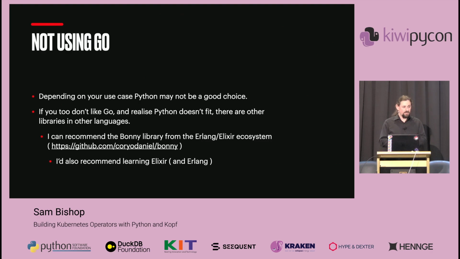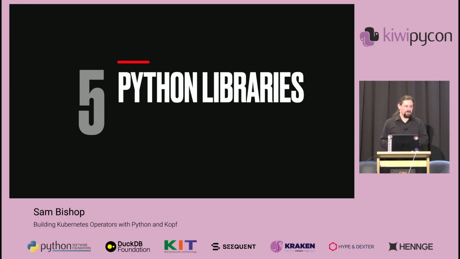For instance, there's the Bonny library, which from the Erlang and Elixir ecosystem does a really good job of letting you make these kinds of controllers and operators inside of Erlang and Elixir. And if you've never looked at Erlang and Elixir, I recommend it. They're good languages. But this is a talk about Python, so I'm going to get on with the Python library part.